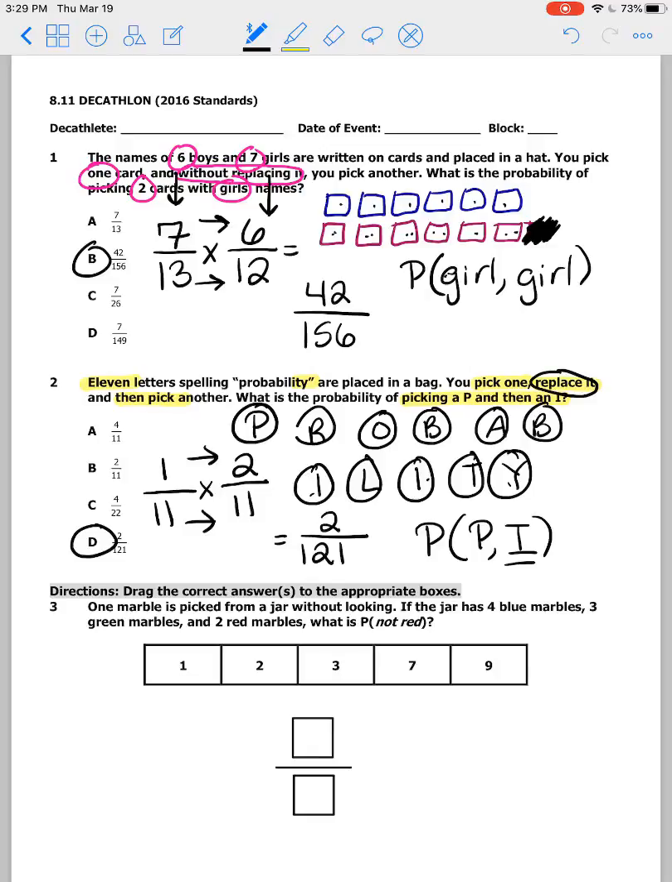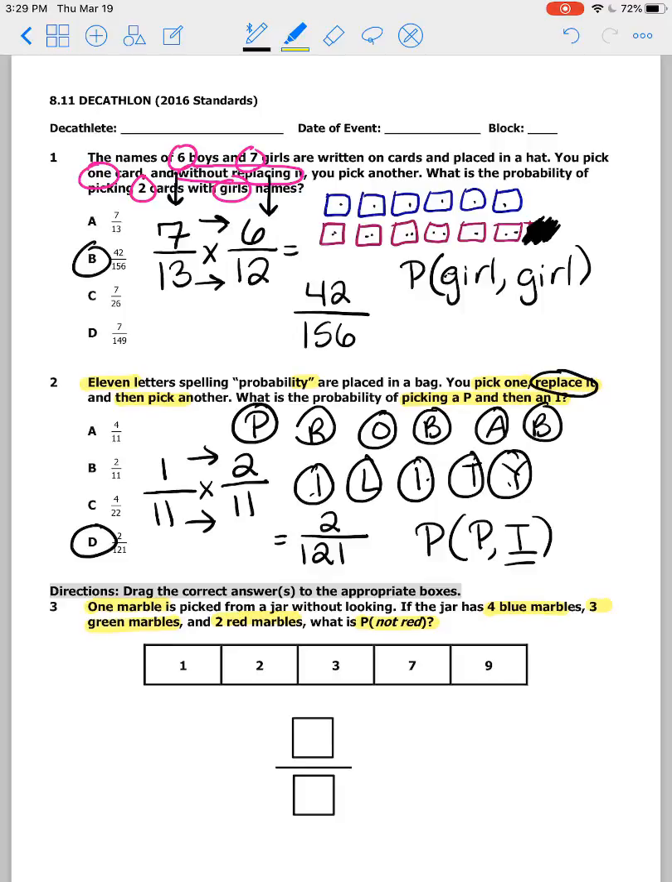Number 3, one marble is picked from a jar without looking, so that means it's random. If a jar has 4 blue marbles, 3 green marbles, and 2 red marbles, what is the probability of not red? So just as a reminder, that notation with P and the parentheses, P stands for probability, and whatever is in those parentheses is the probability that we're trying to look for.